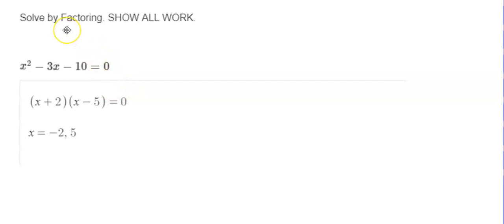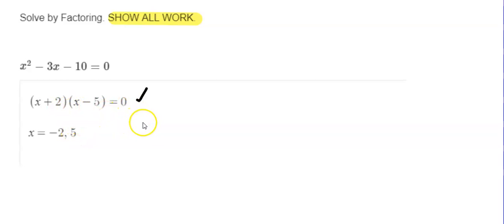So our first question, solve by factoring, show all work. So here it is important to note that you need to show all work. By that, what I want you to make sure you do is have the equation equal to 0. So this equation starts off that way. Show the factorization equal to 0. And then the solutions. So notice it's x equal solution, comma, space, solution.